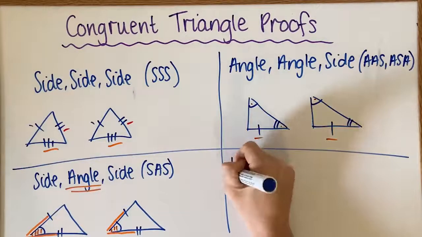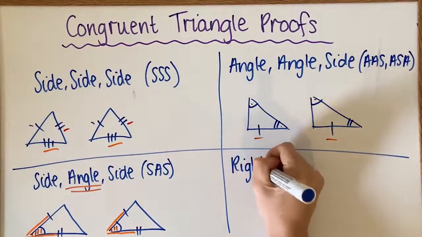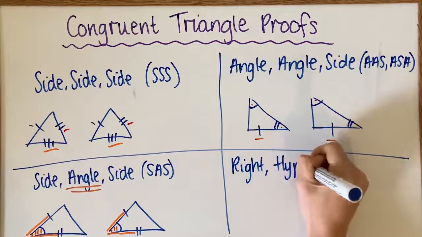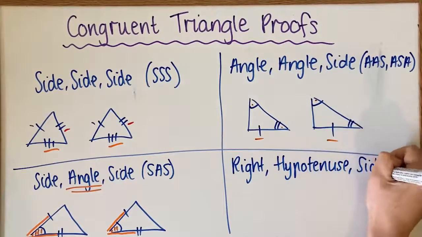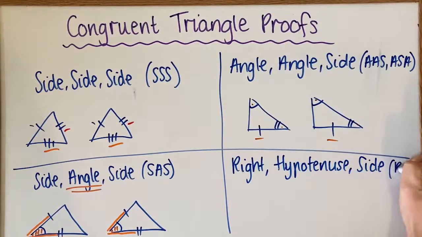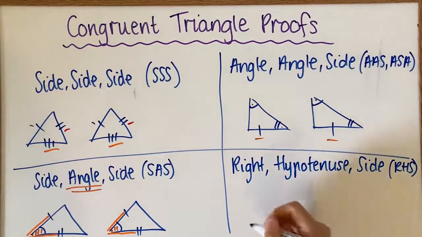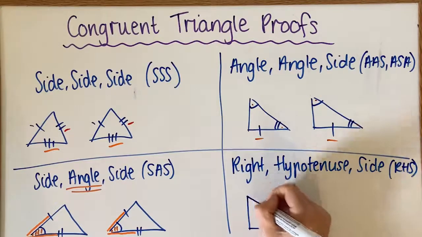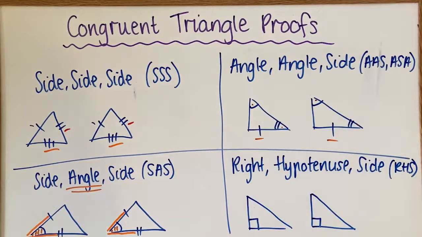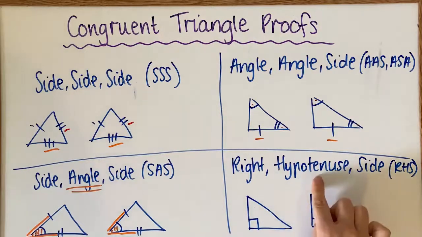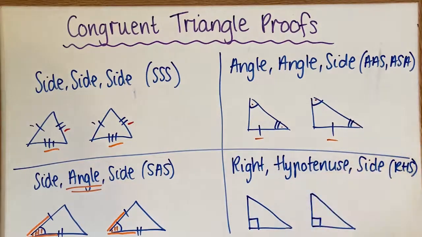Now the last one is called right hypotenuse side, which is abbreviated to RHS. Now this specifically relates to right angled triangles. Okay, that's why the word right is in the name. So you must have a right angle in both triangles. That's the first criteria.